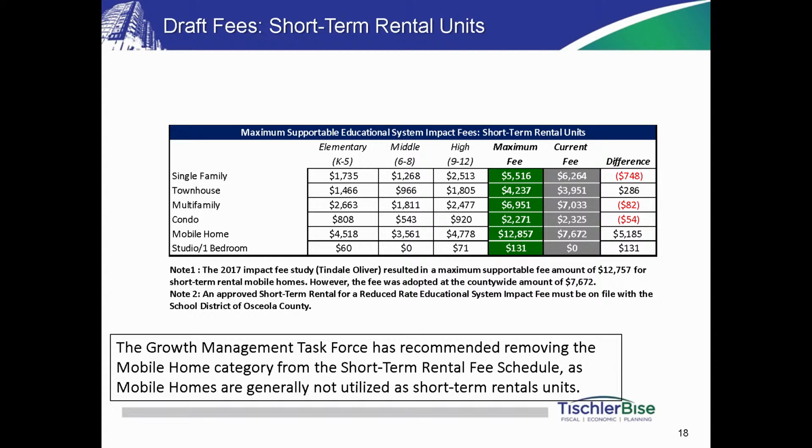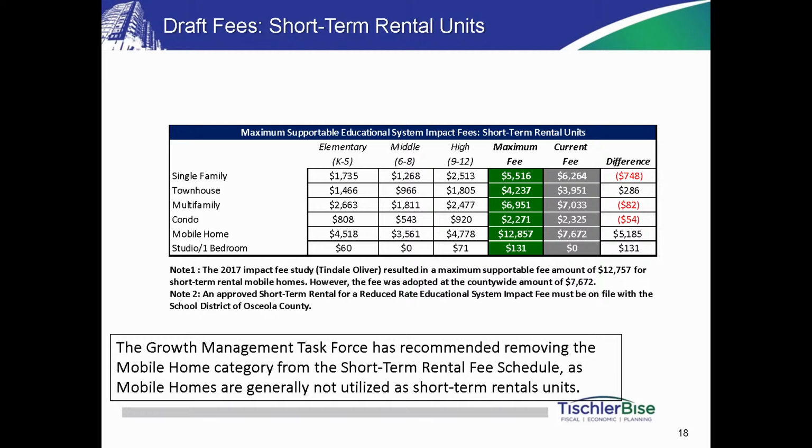As correctly pointed out during our meetings with the Growth Management Task Force, everybody sort of lost track of the fact that in order to get these rates, you have to come and get approval from the school district for those rates. So it's not like people just say, I'm building short-term rental rates, right? You've got to actually prove it.